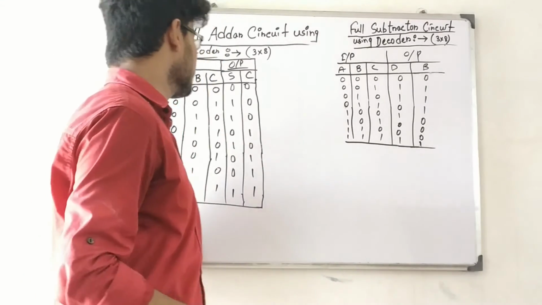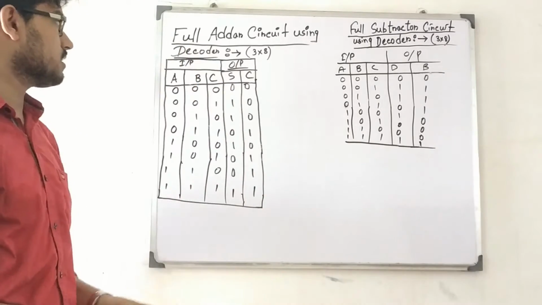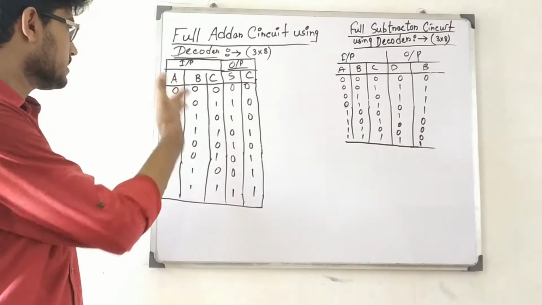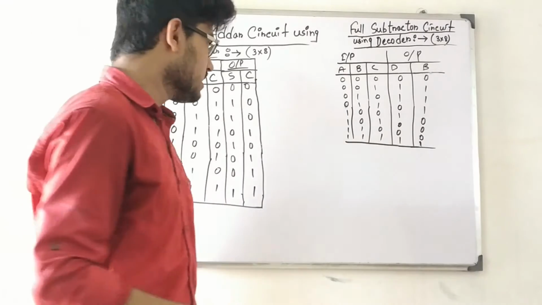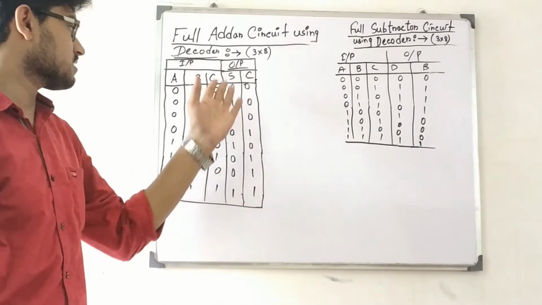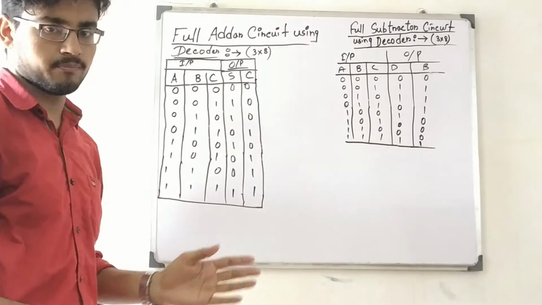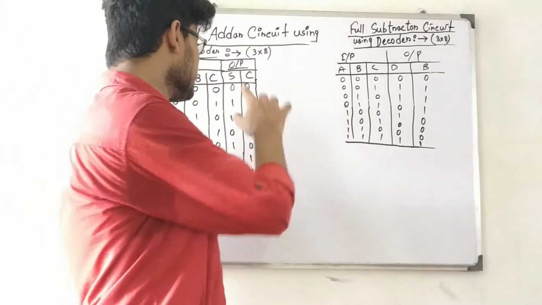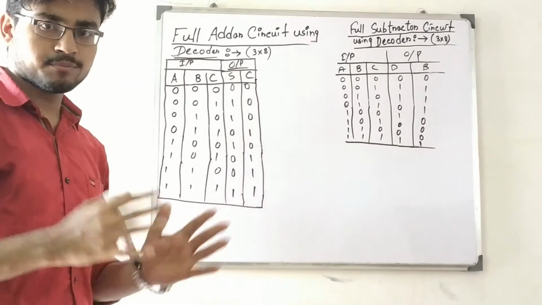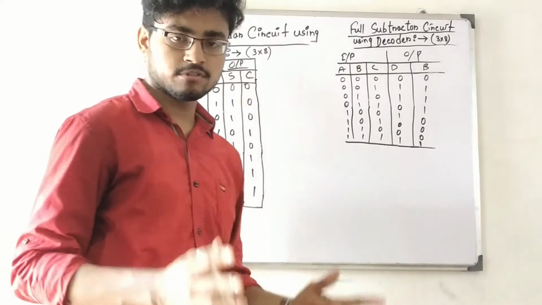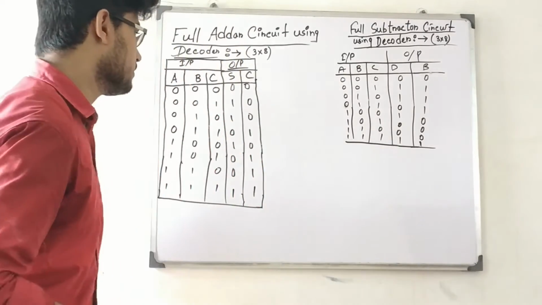So first is the input and output truth table of the full adder circuit. You know that this is the 3-bit full adder circuit, and this is the truth table of the full adder circuit, with the sum column and the carry column. Now we can write this sum column and carry column in terms of min terms, or sum of product form, right?